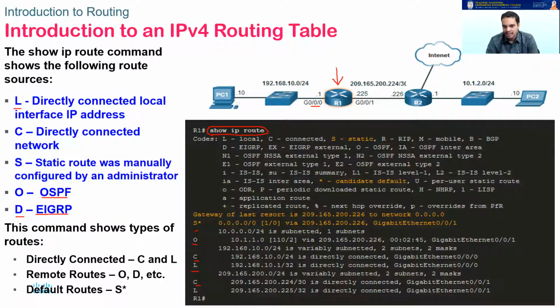There is something called an S star. Now for all the default routes, if you see, the network has 0.0.0.0/0. It simply says that if the router doesn't know what to do with an incoming packet, it does not match any of these entries, I will simply send it to the default route. Here the default route is given as 209.165.200.226.